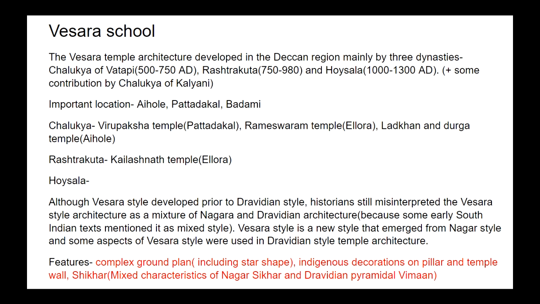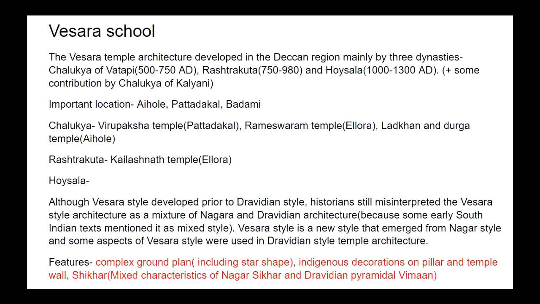Although Vesara style temple architecture developed prior to Dravidian style temple architecture, historians still misinterpreted the Vesara style temple architecture as a mix of Nagar and Dravidian architecture because some early South Indian texts mentioned it as the mixed style temple architecture that is built by mixing the features of Nagar and Dravidian style. But the fact was, Vesara style temple architecture developed earlier than Dravidian style temple architecture.